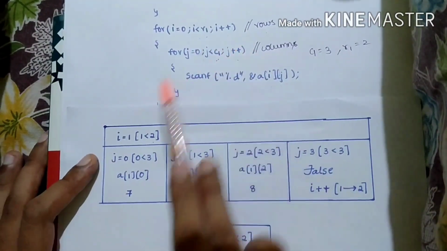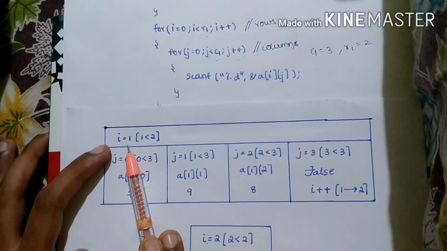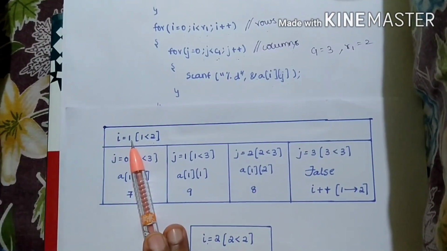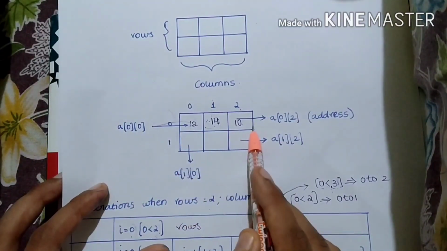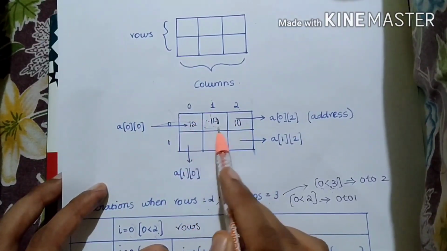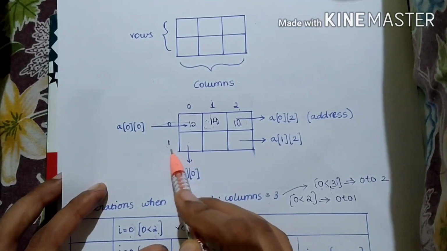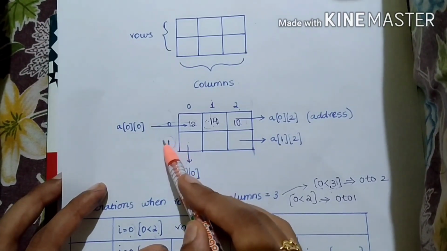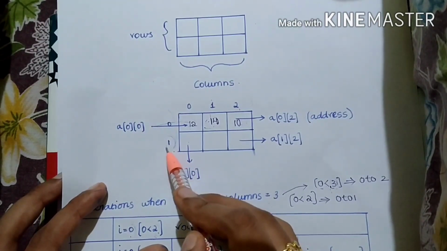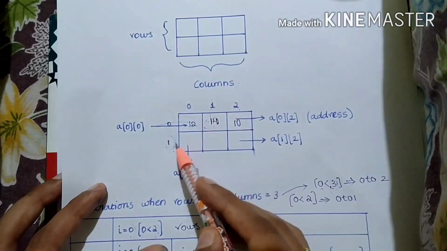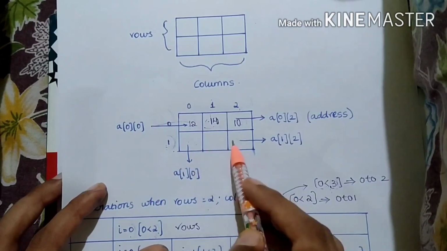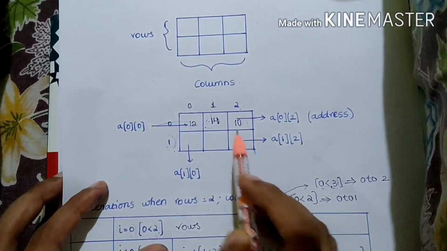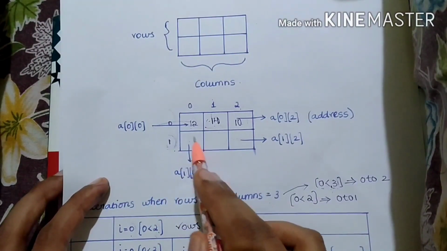So the I value increments. I is equal to 1 now. So the row we have is 1. Previously we have completed this column. Now we are entering into this. Here we are having the number assigned as 1 for the row, and 1 of 0, 1 of 1, 1 of 2. These are the 3 sizes of the variable, so that 3 elements will be entered. So first we'll enter this one.